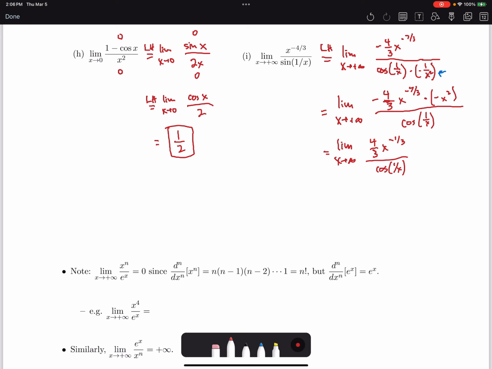Okay, let's see what happens now. As x goes to infinity, x to the negative 1/3 is going to go to 0, because x to the negative 1/3 is 1 over x to the positive 1/3, right? So as x gets large, that's going to get large. In the denominator, we have 1 over a really big number, which is going to be 0. But cosine of 0 is not 0. Cosine of 0 is 1. Okay, so the denominator is just going to be 1. The numerator is going to be 0. So this is just going to be 0 over 1, which is 0.